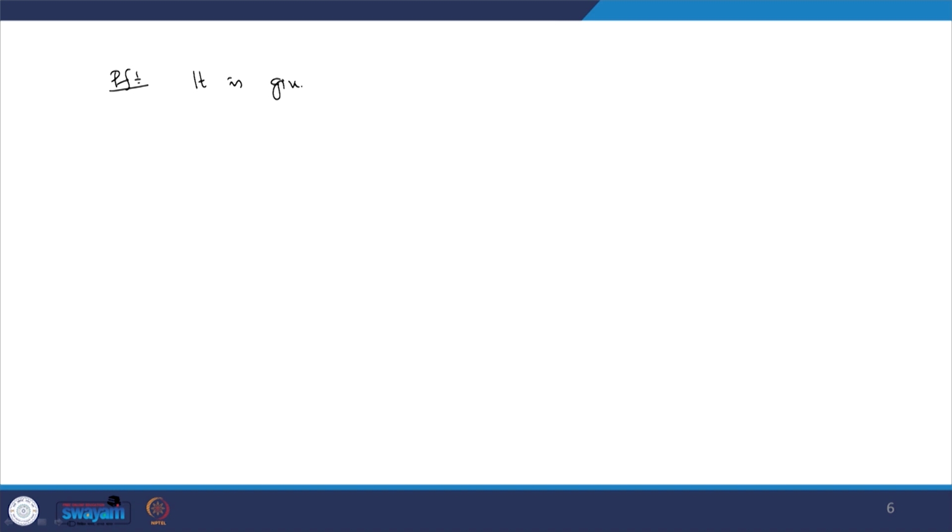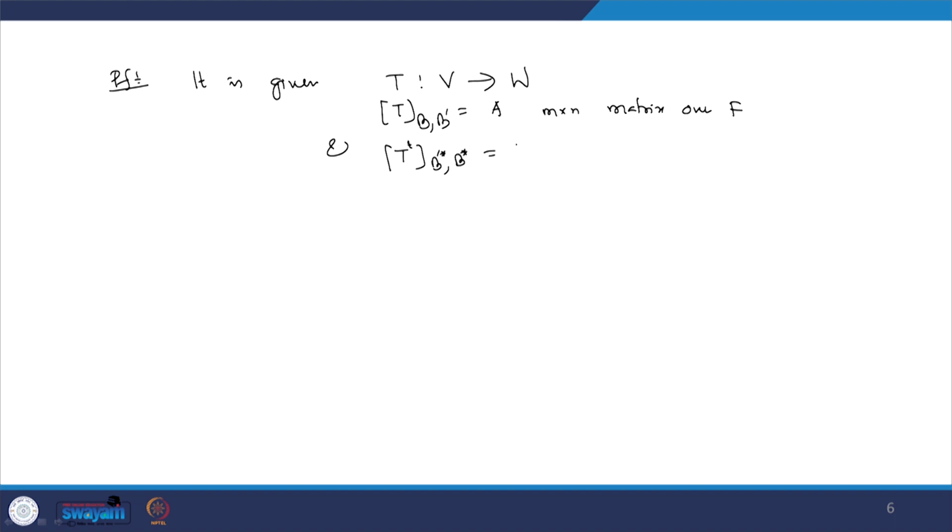It is given: T is a map from V to W, and the matrix representation of T with respect to B and B prime is A, the m cross n matrix over F, and the matrix representation of T transpose with respect to B prime star and B star is equal to B, the n cross m matrix over F.